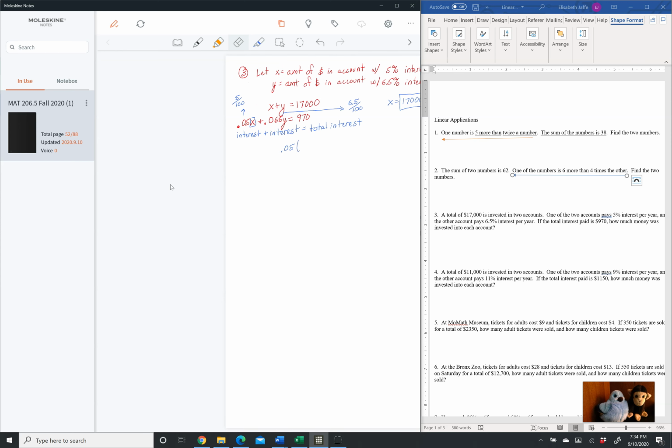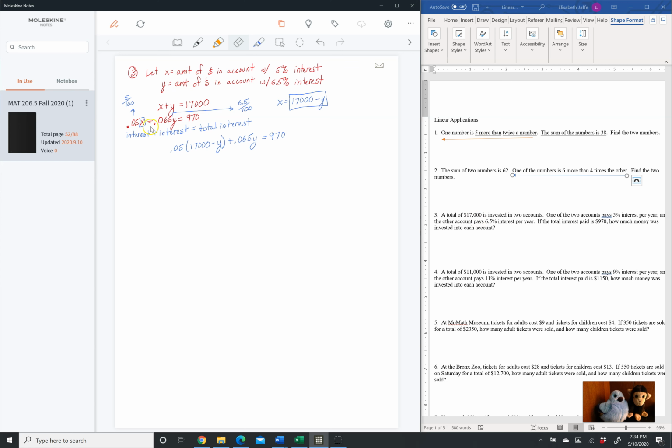Okay, so we have our amount of money in each account. That's the total amount invested. Then we have the interest plus the interest is equal to the total interest. Okay, so we have our two equations.